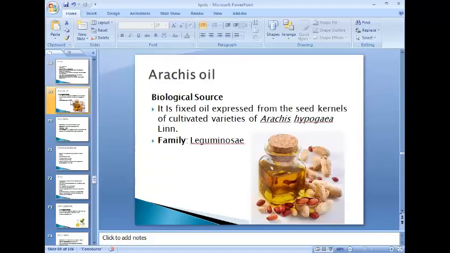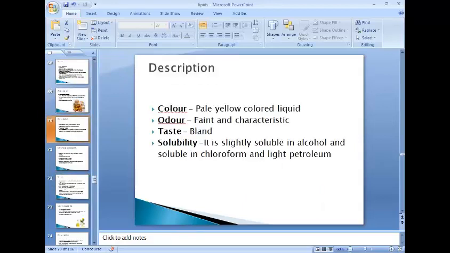Arachis oil, also called peanut oil, and it is obtained by expression from the seeds of kernels of Arachis hypogaea, and that belongs to Leguminosae family. This oil is pale yellow and it has faint and characteristic odor and blunt taste, whereas it is slightly soluble in alcohol and soluble in chloroform and light petroleum.